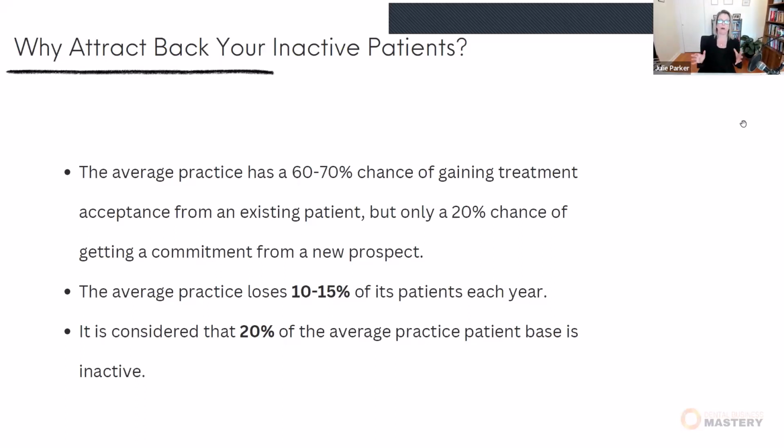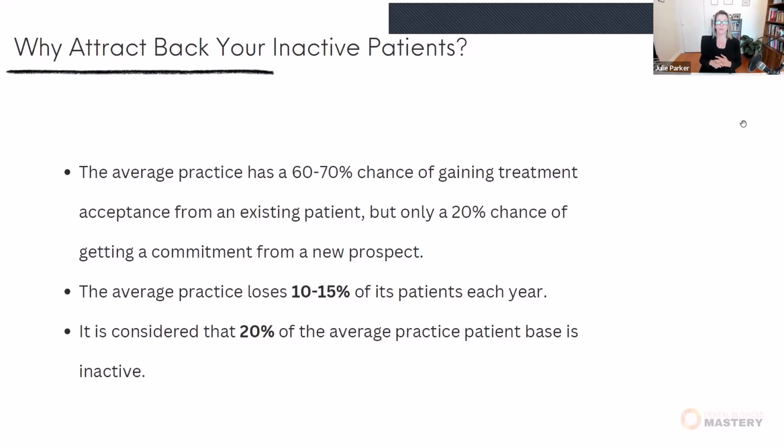So let's have a think about why we want to attract back our inactive patients. Why don't we just leave them becoming inactive and just keep getting more and more new patients? A big part of it is because when we've already got a patient that's been attending our practice for any length of time, we've already got a rapport and a trust with them. The average practice has a 60 to 70% chance of gaining treatment acceptance from an existing patient, but only a 20% chance of getting a commitment from a new prospect. So we want to make sure we are keeping those relationships going, because they're the ones that already know, like, and trust us, rather than starting fresh relationships all the time.